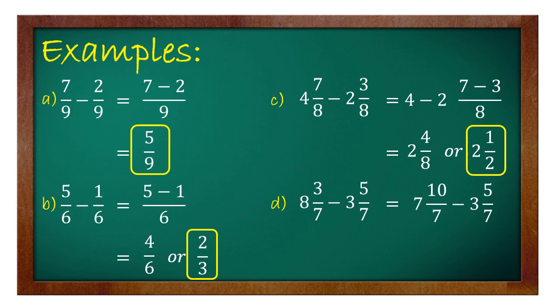So, yung 8 and 3 over 7, naging 7 and 10 over 7. And then, saka na natin siya isusubtract by 3 and 5 over 7. So, we have 7 minus 3, then 10 minus 5 all over 7. So, 7 minus 3 is 4, 10 minus 5 is 5, all over 7. So, we have the difference of 4 and 5 over 7.